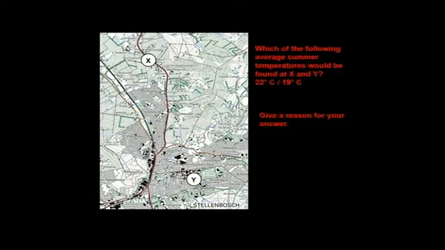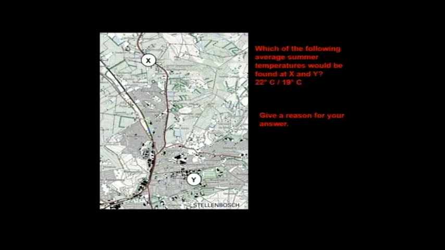Which of the following average summer temperatures would be found at X and at Y? Now, X is over there, Y is here. Give a reason for your answer. Now, temperature. You saw the previous slide dealt with wind direction. Now, when we talk about temperature here and you see X there, you see lots of green here. Here you see lots of gray. In other words, immediately, your content, you should know, but here I've got an urban area, all right? Here's green. That is a rural area. So, the question here deals with one very important thing.